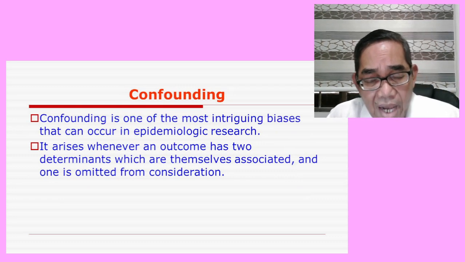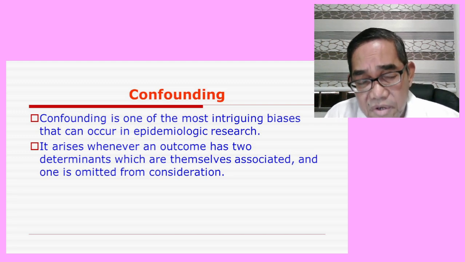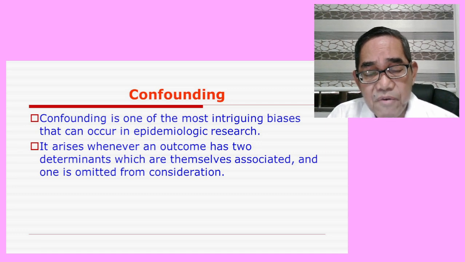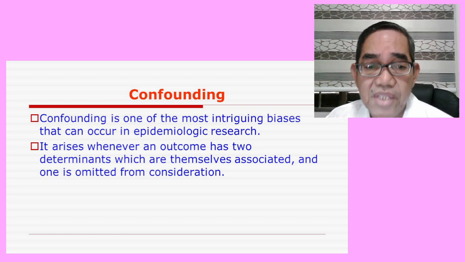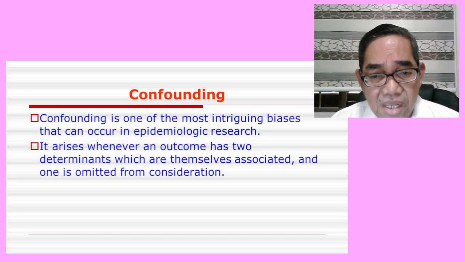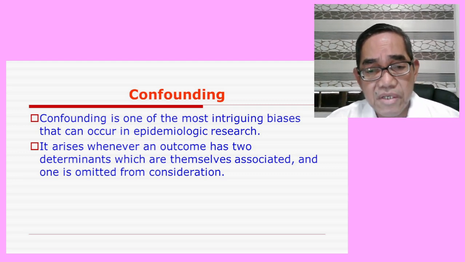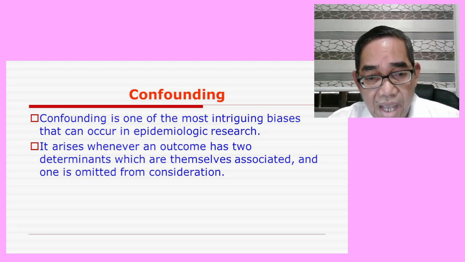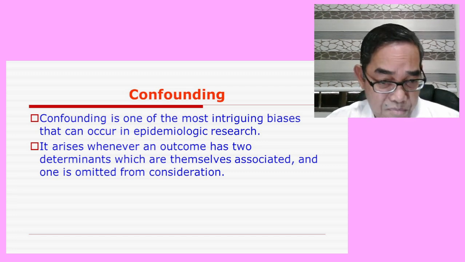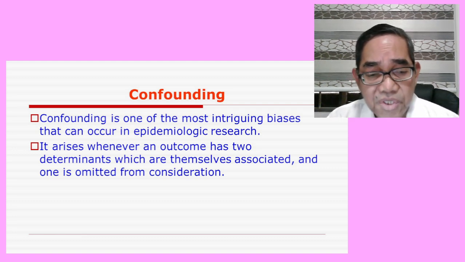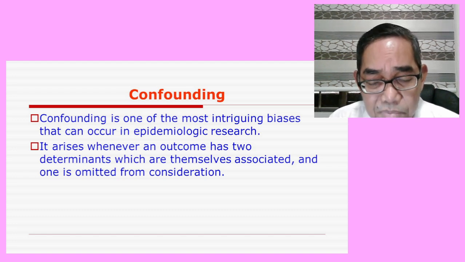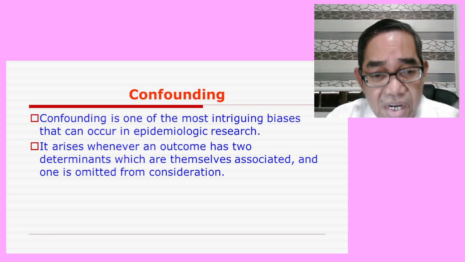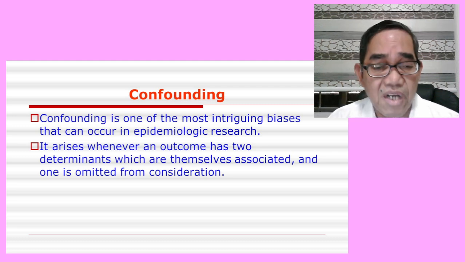Okay, so let's go to the last, the confounding. Just to refresh you, these are the error factors, systematic error or bias. The first is information bias, the second is selection bias, and then the third is confounding. And confounding is one of the most intriguing biases that can occur in epidemiologic research. It arises when an outcome has two determinants or predictors which themselves are associated. These determinants, or the independent variables, are associated among themselves, and one determinant, one predictor, is omitted from consideration.